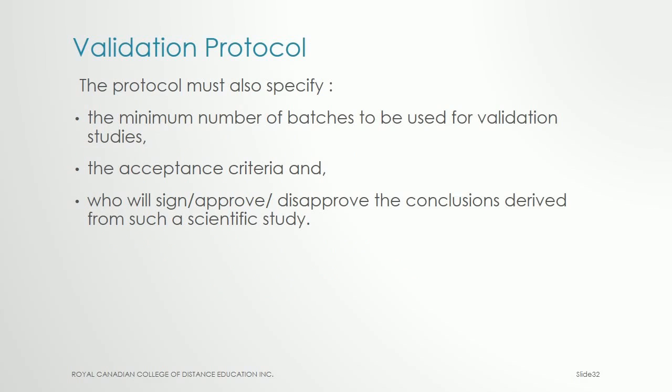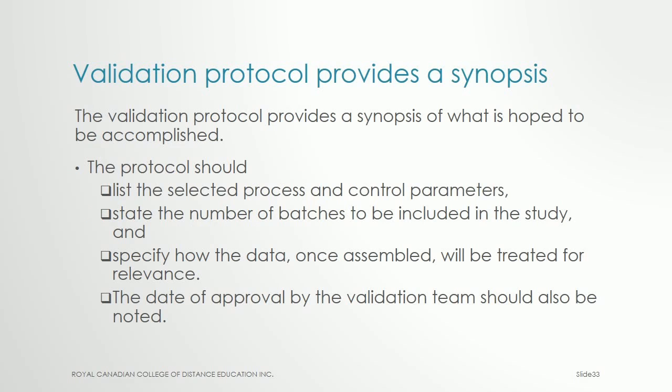The protocol must also specify the minimum number of batches to be used for validation studies, the acceptance criteria, and who will sign, approve, disapprove the conclusions derived from such a scientific study. The validation protocol provides a synopsis of what is hoped to be accomplished. The protocol should list the selected process and control parameters, state the number of batches to be included in the study, and specify how the data, once assembled, will be treated for relevance. The date of approval by the validation team should also be noted.